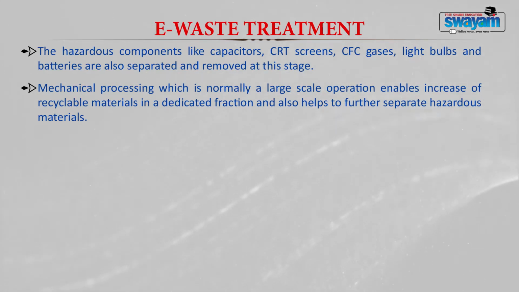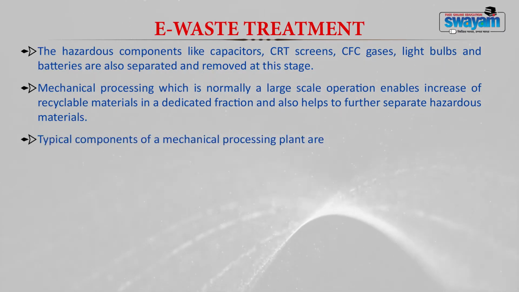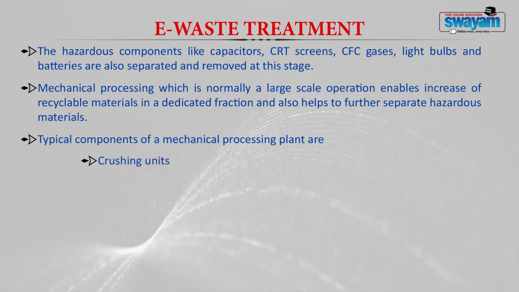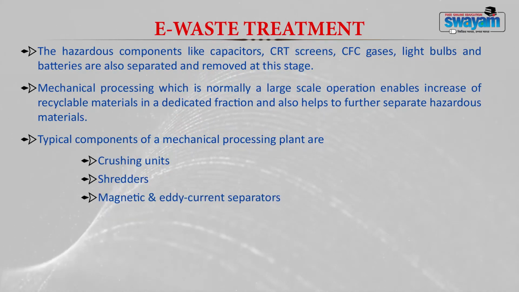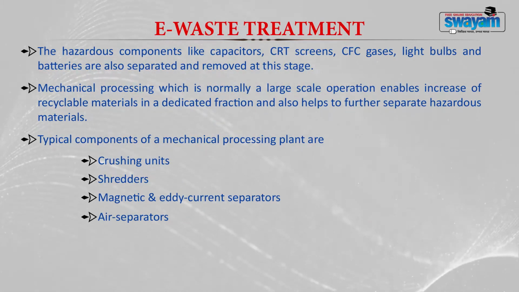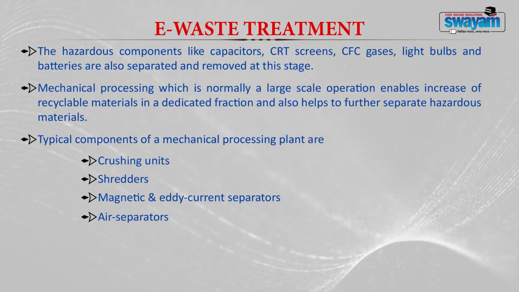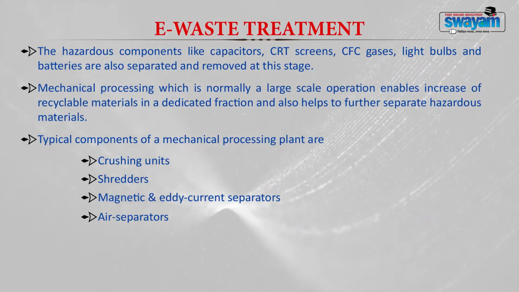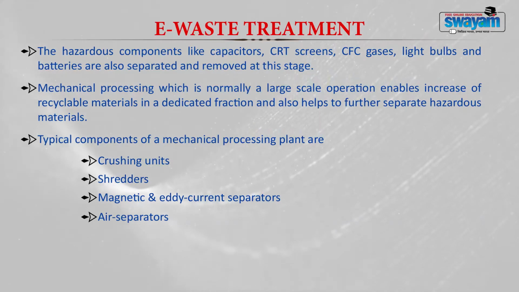It also helps to further separate hazardous materials. The typical components of a mechanical processing unit include crushing units, shredders, magnetic and eddy current separators and air separators. What happens is the material that comes in is crushed using shredders or crushing units. Crushing units will generally reduce larger items into smaller ones, and shredders are further applied to reduce the size further.